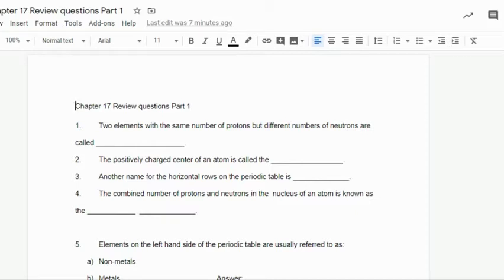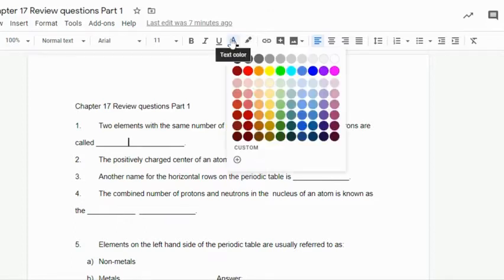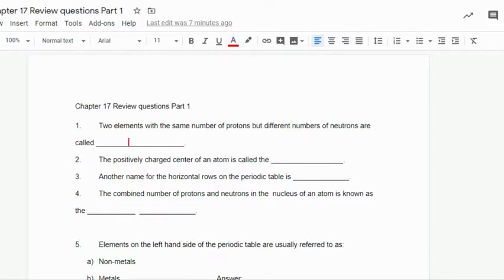Two elements with the same number of protons but different numbers of neutrons are called isotopes. Isotopes are any two elements of the same atom, and that's because they have the same number of protons. Remember, the number of protons describes what the atom is. If it has 6 protons, it's carbon. If it has 8 protons, it's oxygen. Okay? It can have all kinds of different numbers of neutrons, but the number of protons determines the element. If it has different numbers of neutrons, then it's called an isotope.